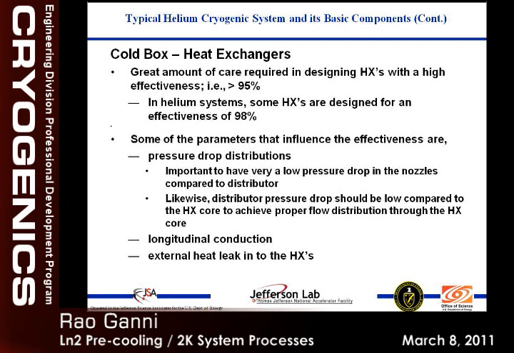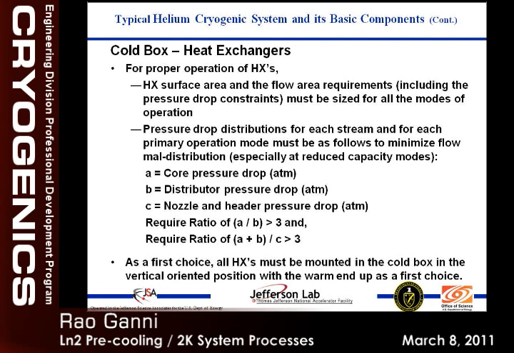And there are external heat leaks from the 300K cold box; the components go from 320K, 40K, and 4K. All these heat leaks have to be addressed. Orientation, like we said. So these are some of the ratios we use: pressure drop in the nozzle, pressure drop in the header, pressure drop in the distributor, pressure drop in the core. How they need to be addressed so that your flow distribution through each layer, because there are 20, 30 layers exchanging heat. If one of them is not getting the flow and something else is getting more, you will never get to the effectiveness we are talking about.